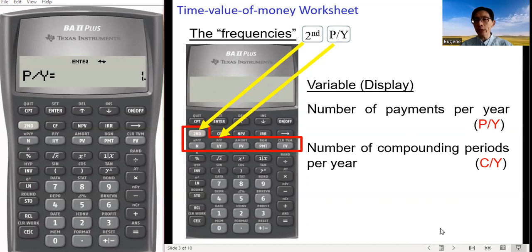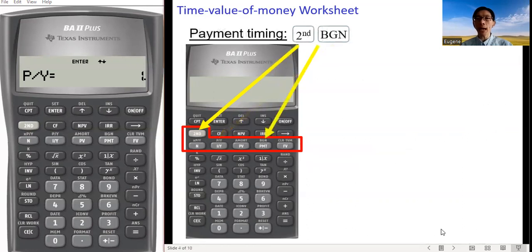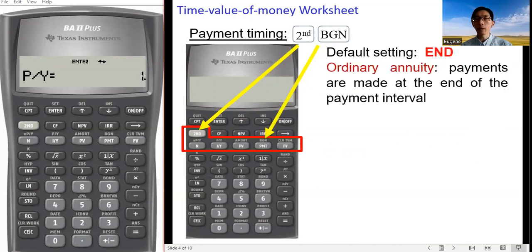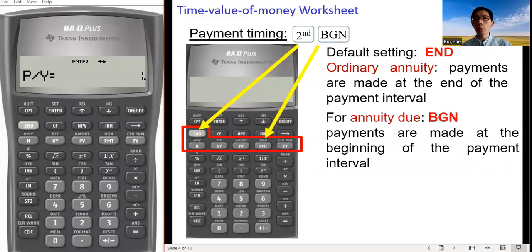In addition, we need to specify the payment timing, whether the payment is made at the end or at the beginning of the payment interval. The default setting is END, which corresponds to ordinary annuity, whose payments are made at the end of the payment interval. If we have an annuity due problem, we need to change the payment timing to the begin mode, BGN, denoting the payments made at the beginning of the payment interval.